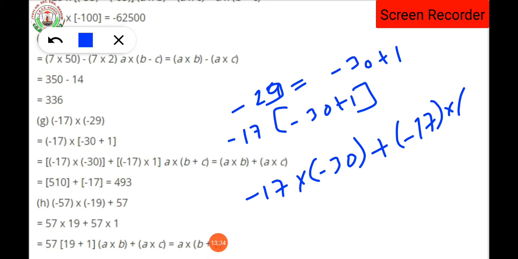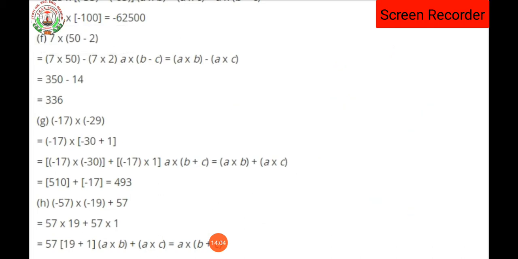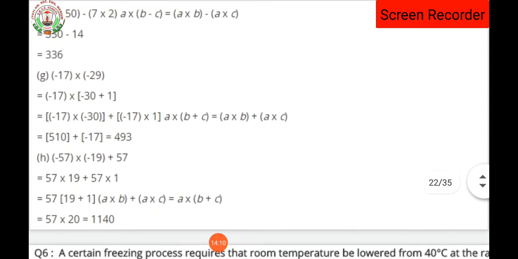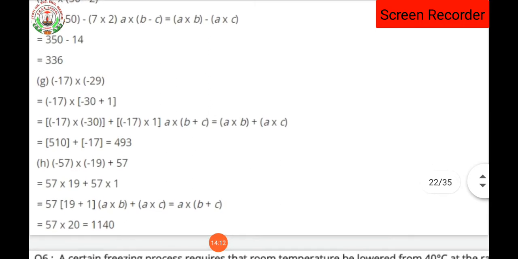Okay, understood? So, when this number is multiplied, minus and minus will be plus, and 17 into 30 will be 510. Then again this minus and plus will be minus, 17 into 1 will be 17. Clear up to here? When it gets subtracted, the answer will be 493. So, the required answer is 493. Similarly, for the H part students, here is the solution. Please go through the solution.